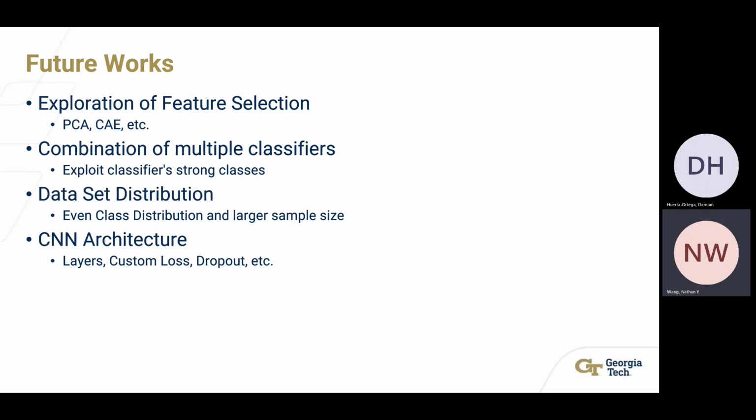So in terms of future work, the team could work on overall exploration of feature selections, such as PCA. They can also work on a combination of multiple different types of classifiers. They can also work with dataset distributions and improve their overall CNN architecture.